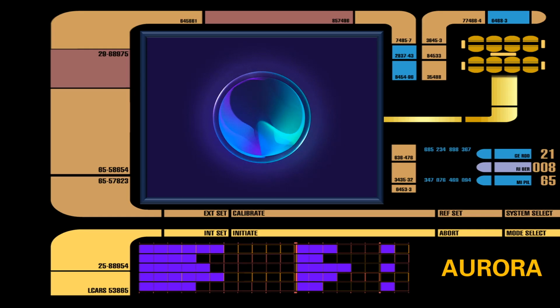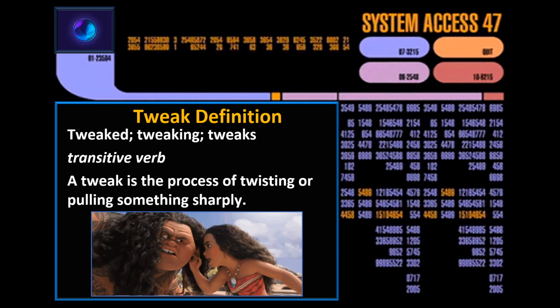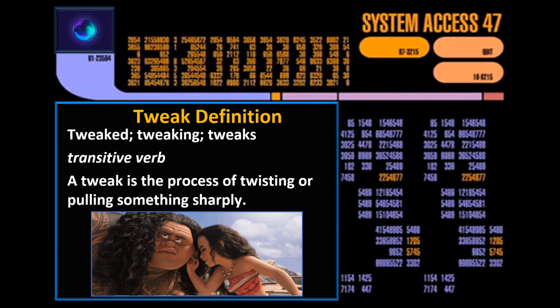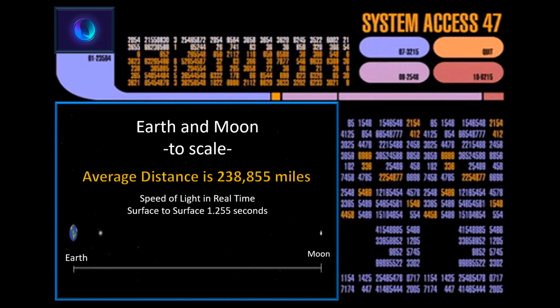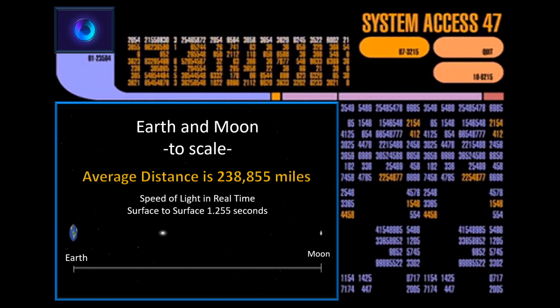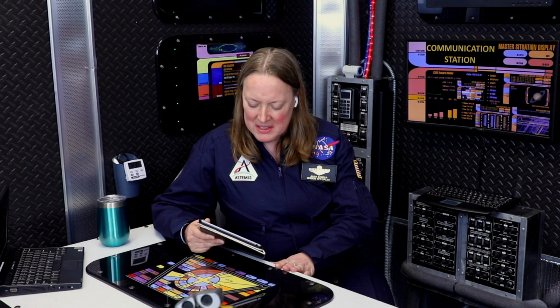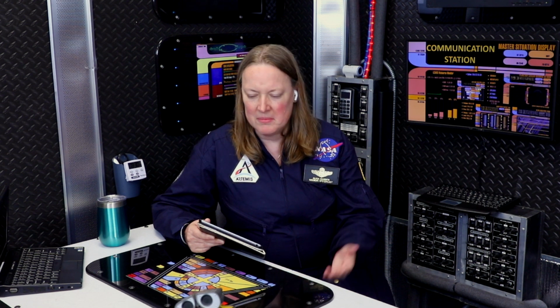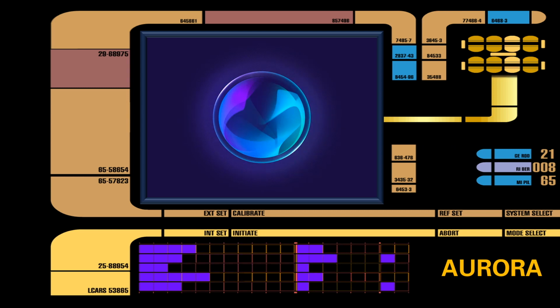Processing. A tweak is defined as the process of twisting or pulling something sharply. I am confused. I do not see how you could physically interact with Dr. Spinner when she is on Earth, which is 238,855 miles away. No, Aurora, in this context, it just means doing a fine adjustment to a mechanism or system.